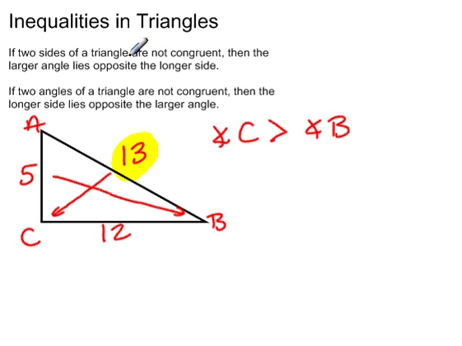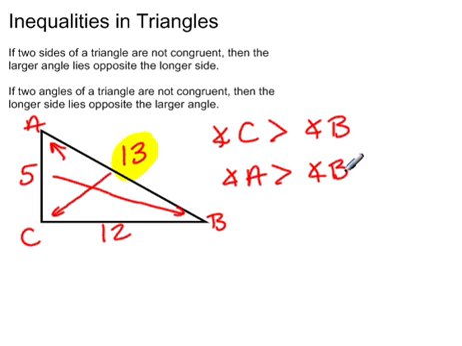Now let's also look at 12 and 5. Well, is 12 larger than 5? Indeed it is. 12 is larger than 5, so that means that angle A is larger than angle B. Angle A is larger or greater than angle B.